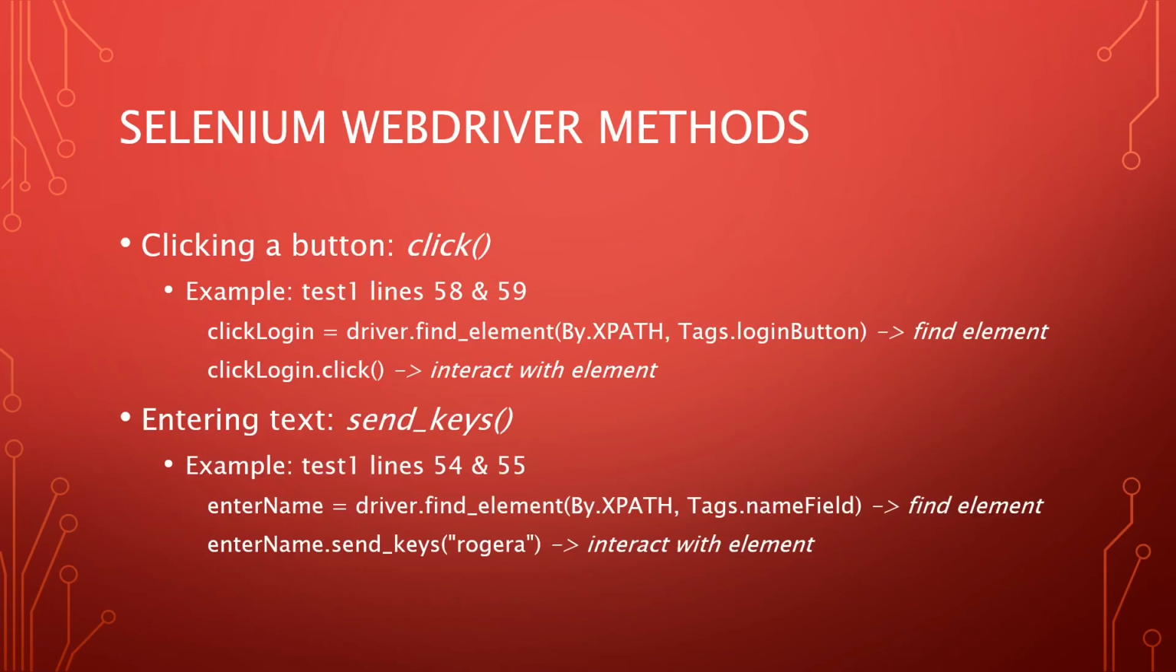Once you've found an element, Selenium allows you to interact with it in various ways, such as clicking a button, entering text, or selecting from a drop-down. These interactions depend on finding the element first using a By strategy and a locator, and then calling another method like click or send keys to do something functional with that element.